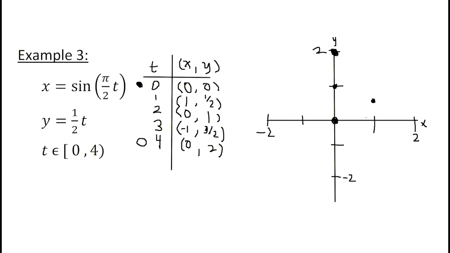We've got 0, 0, we've got 1, 1/2, then 0, 1, then -1, 3/2, which would be up here. This is going to look much better. And then 0, 2. So our graph is going to do something like this, which is going to look like kind of a sinusoidal path here. The only thing I need to fix as well is the fact that this point right here should be an open circle, so let me redraw that one. Right here should be open. So you can see that we start here at 0, 0, and then the object kind of curves around in a sinusoidal path until we get to 0, 2.